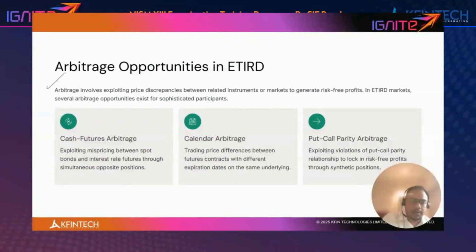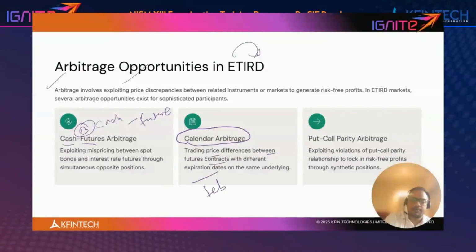Now, what are the arbitrage opportunities in exchange traded interest rate derivatives? Cash futures, we know: buying in cash and selling in futures if the futures is overpriced. Calendar arbitrage: trading the price difference between future contracts with different expiry. We again saw Feb and May month, so there could be an arbitrage opportunity in the price. And the put call parity arbitrage. So this we will see with the help of a formula.